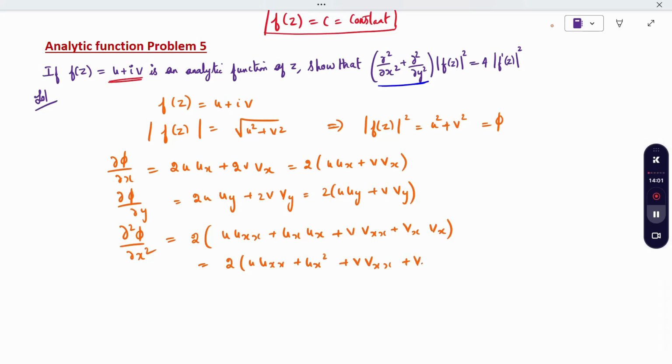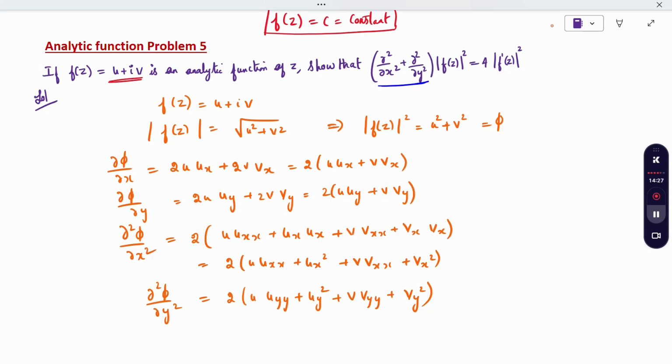It's nothing but 2 times u into uxx plus ux squared plus v into vxx plus vx squared. Same way, dou square phi by dou y square, when I do it, it is the same concept, only in terms of y. So that is why I am not doing it. I will not get anything different because I have the same variable, only y will change. So I am writing it as it is.